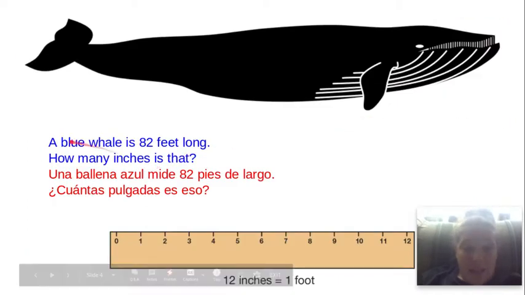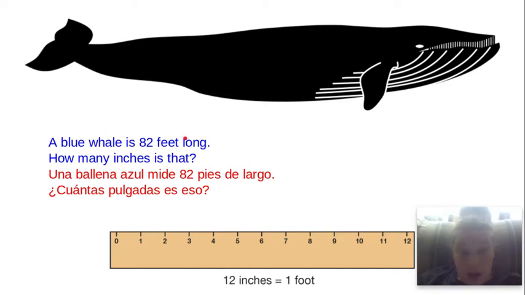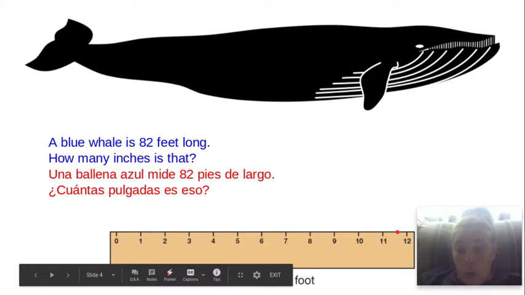It would be the same thing as a blue whale is 82 feet long. How many inches is that? Well, we know 1 foot is 12 inches. So we are basically saying 82 times these 12 inches. Each one of these is 12 inches.